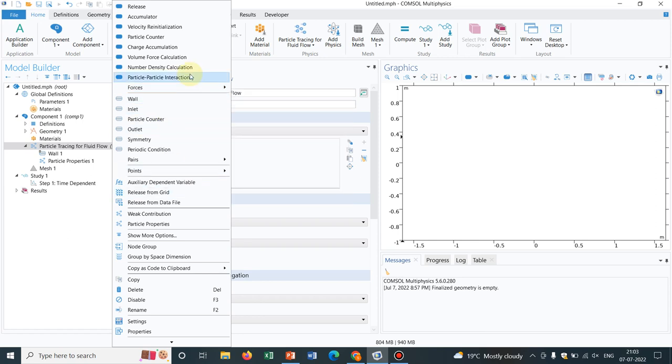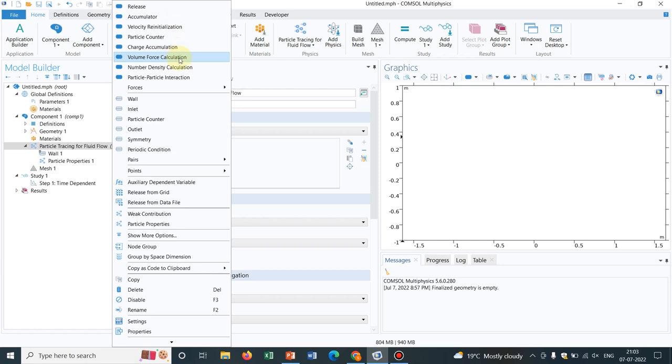Apart from this, what you have is Release. Release means when you are simulating in a particular solution space, you need to release your particle at a certain time. So with the release option, you are able to release the particles at different predefined times. I'll only talk about the important things today.